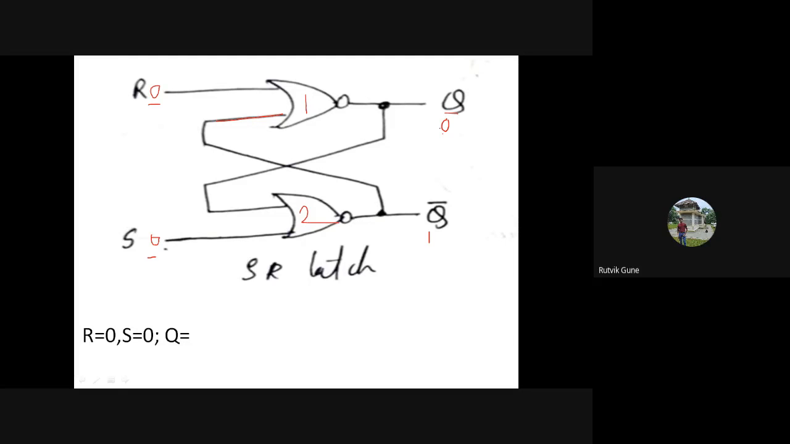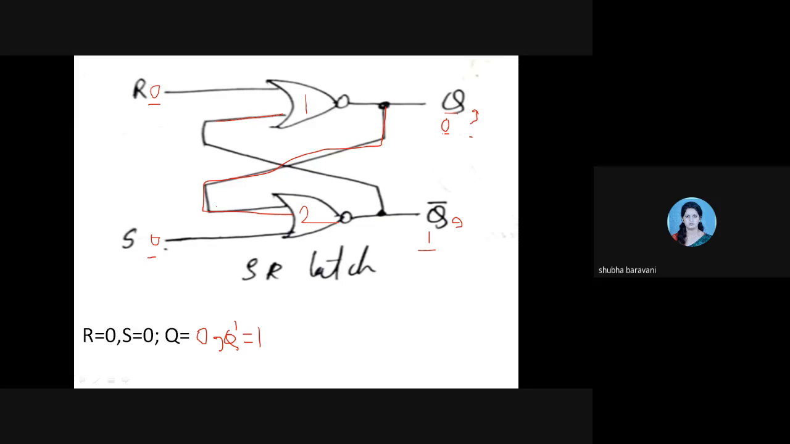Yes, ma'am. So now, when my Q is 0, obviously Q bar is 1. Okay, so my Q is, I'm assuming, 0. It implies my Q bar will be equal to 1. I put a comma here for the next state, Q bar. Now see, Q is 0.